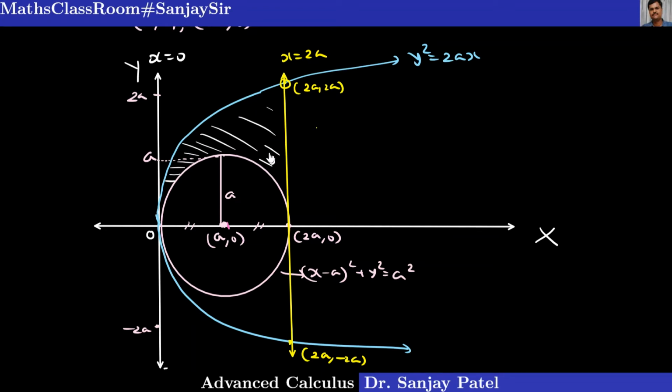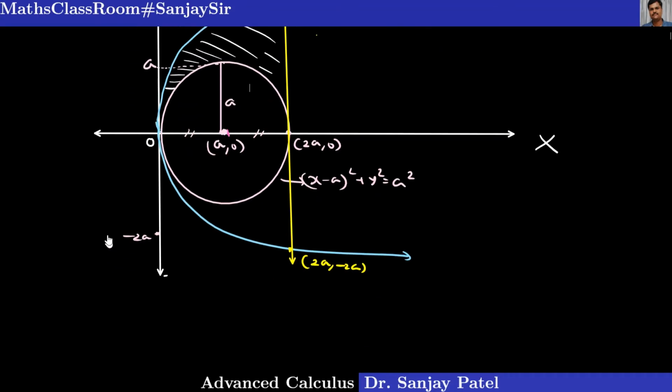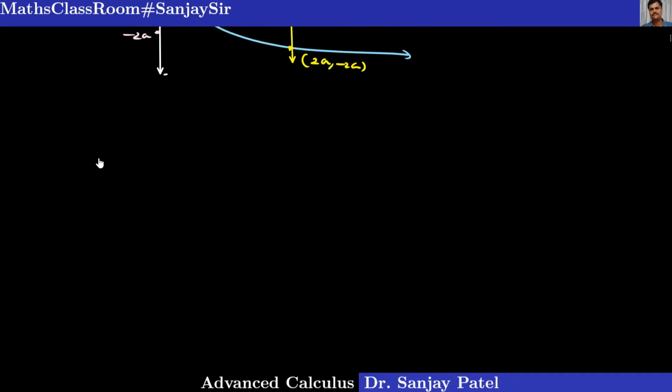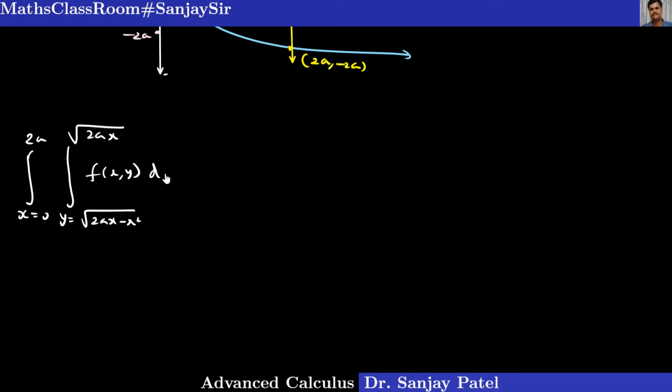What is given to us is the double integral with respect to y first. Let me write it so that you can look at this double integral: x equal to 0 to 2a, and y is equal to square root of 2ax minus x square to square root of 2ax, f of x comma y, dx dy. So first it is integrated with respect to y and then with respect to x. We want to change this order.